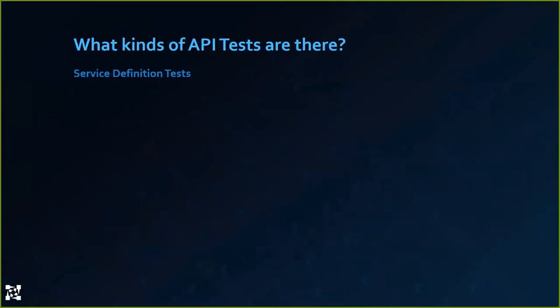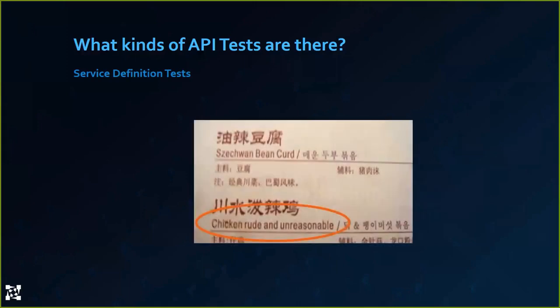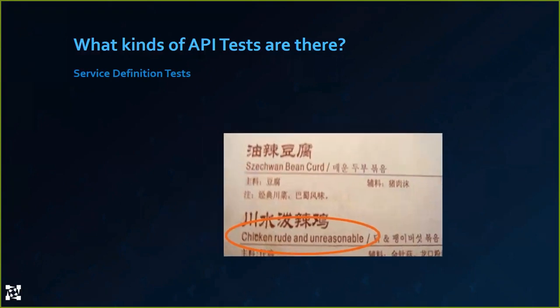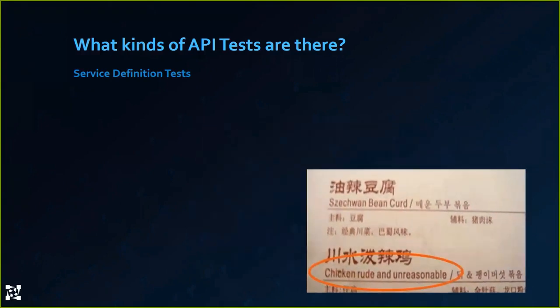So service definition tests. What these will do is test our API, our menu, to make sure that we don't have chicken, rude, and unreasonable. What these will do is validate the semantics of our API, the structure of it, and make sure that it's actually machine consumable.